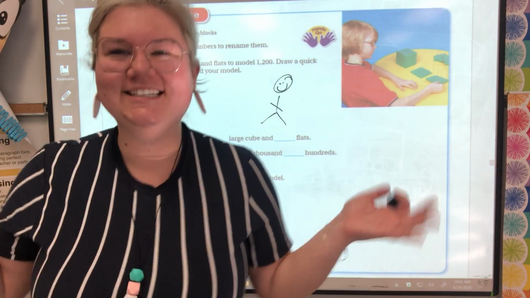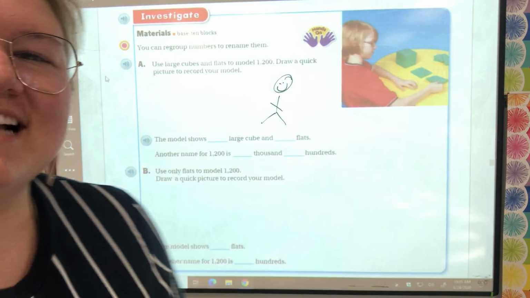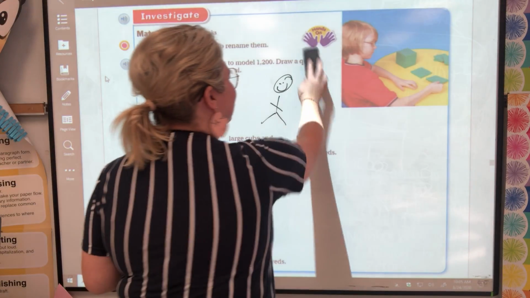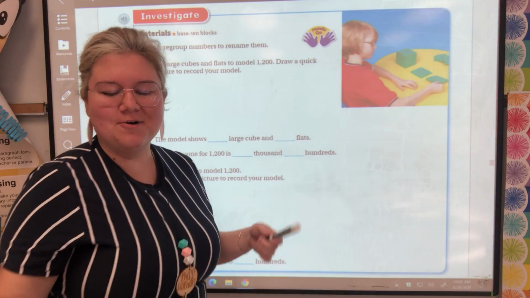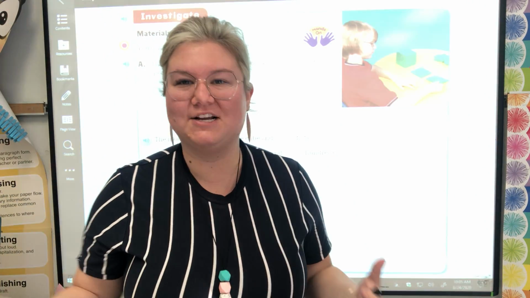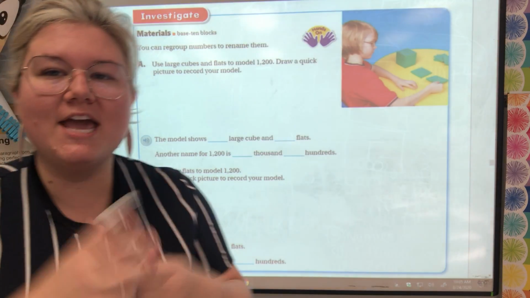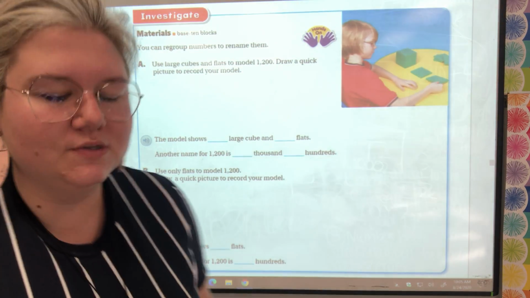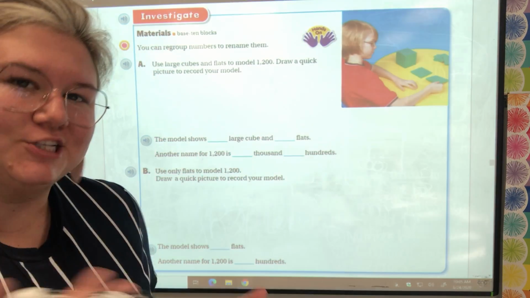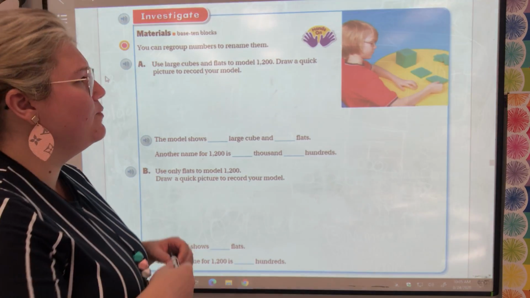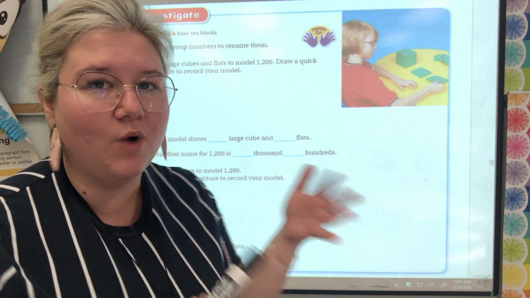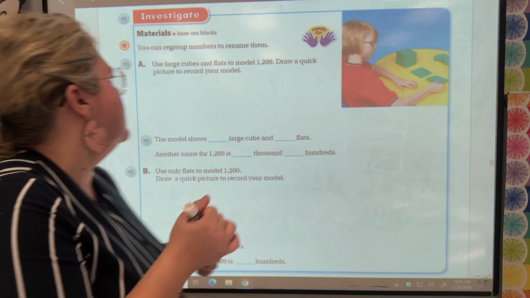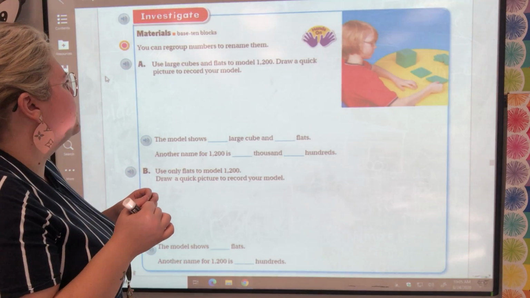It was super quick, I did it. Yes, you did draw a picture quick, but that's not what it means in math. In Go Math, in our lessons, a quick picture means drawing a picture to represent numbers, okay? Using base 10 blocks, so what we just went over. So when we draw a quick picture, we're going to be drawing what I just showed you on the board. So we are drawing a quick picture to record our model.